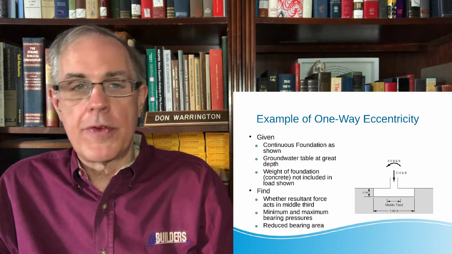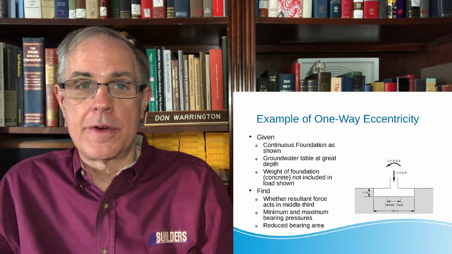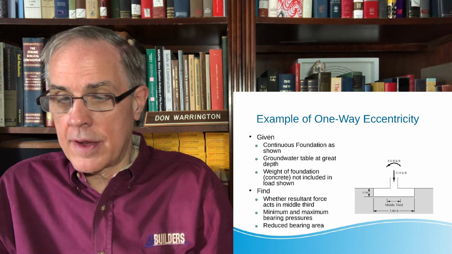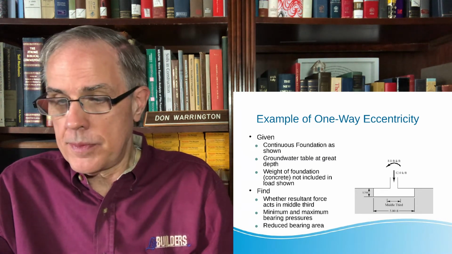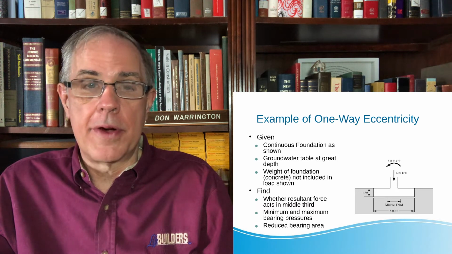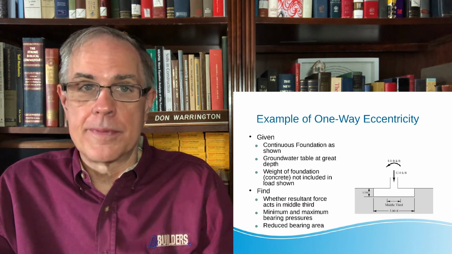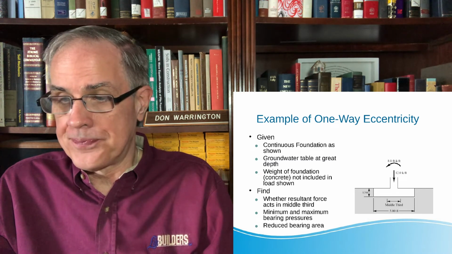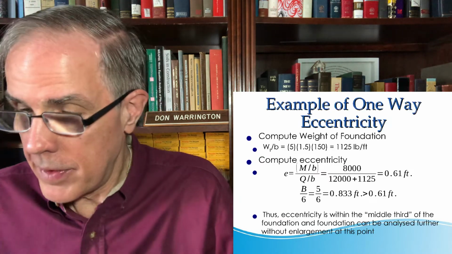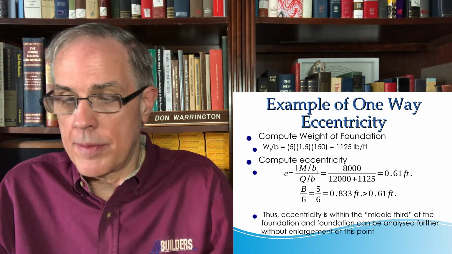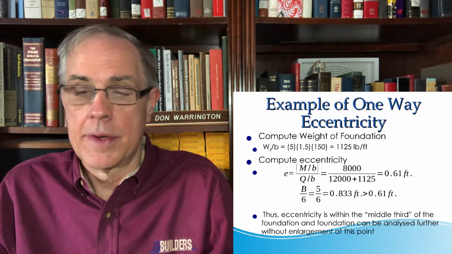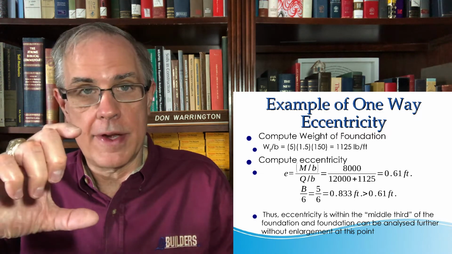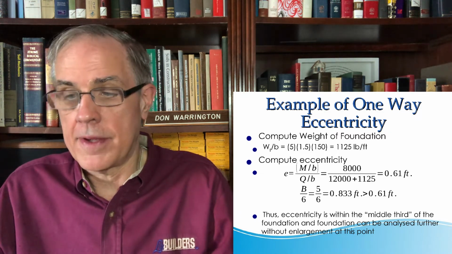We have a continuous foundation as shown, one-way eccentricity for sure. The groundwater table is at great depth, so we won't worry about it. And the weight of the foundation is not included in the load shown. Determine whether the resultant acts in the middle third, which I'm going to explain in just a minute, the minimum and maximum bearing pressures, and the reduced bearing area. Compute the weight of the foundation. W over B, which is weight per unit length, is equal to 1,125 pounds per foot. It's 5 feet wide, 1.5 feet deep, times 150 PCF.